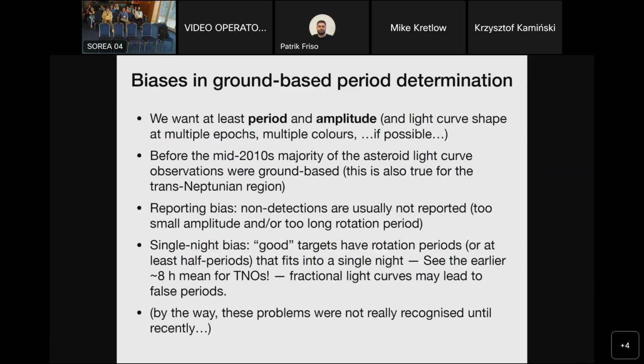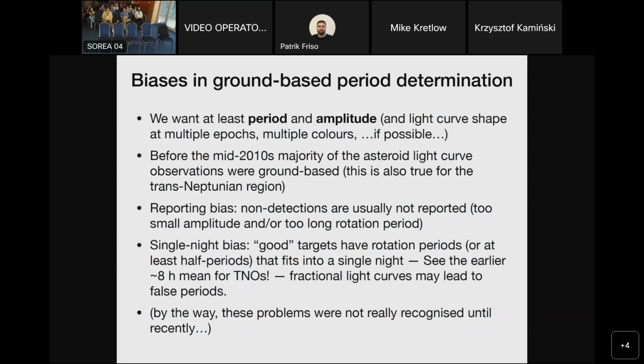Okay, so are there any biases in the ground-based period determination? Well, of course, what we want to determine is the period and the amplitude, at least, not talking about the shape of the light curve. Of course, we want multiple epochs, multiple colors if possible, but in general, we want period and amplitude. Before the mid-2010s, the majority of the asteroid light curves were from ground-based observations. This was also true for the trans-Neptunian region.